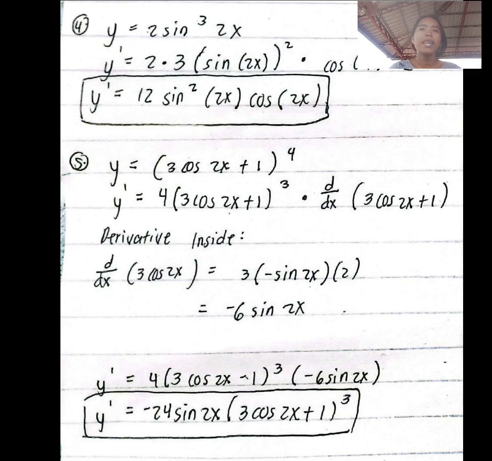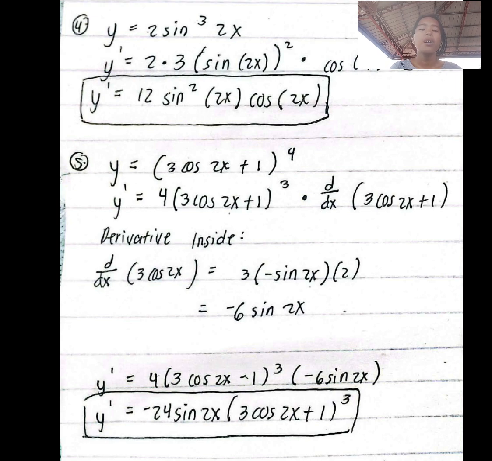Next, we have y is equal to the quantity of 3 cos 2x plus 1 to the fourth power. Here, the entire expression inside the parenthesis is the inner function. So the first step is to differentiate the power. The derivative of u to the fourth power is simply 4u cubed.